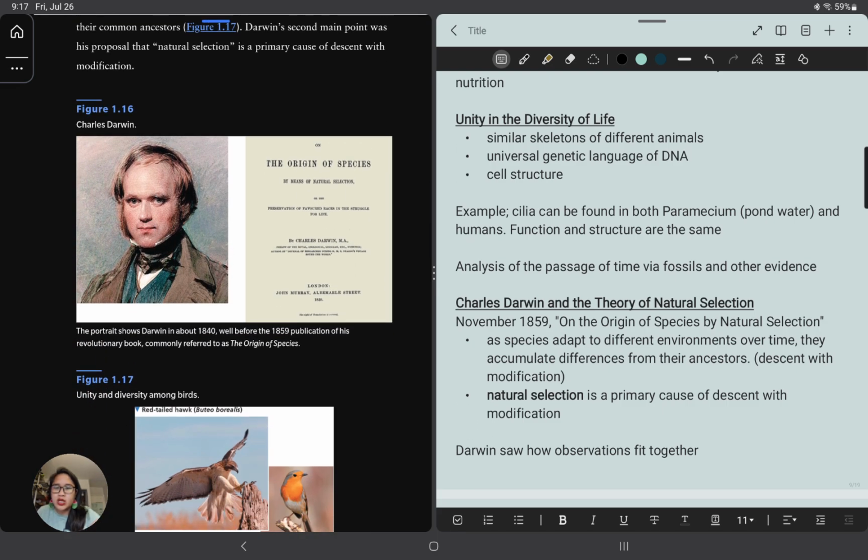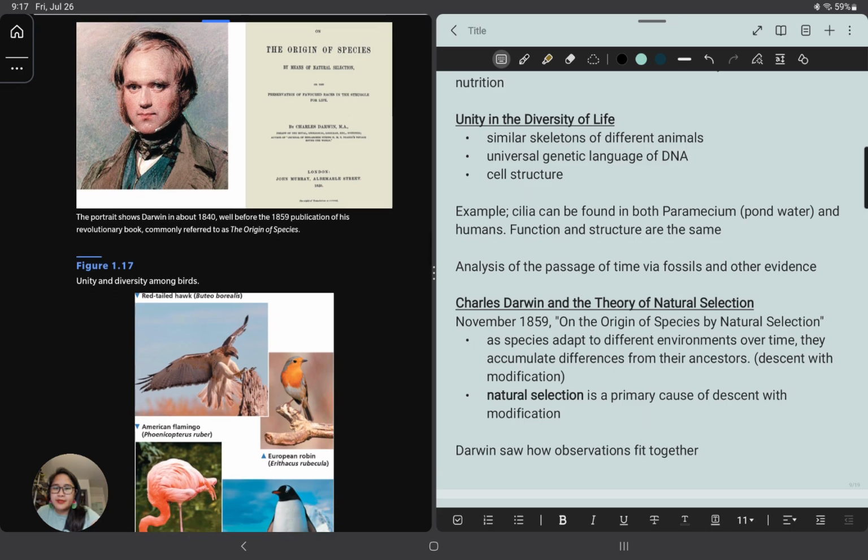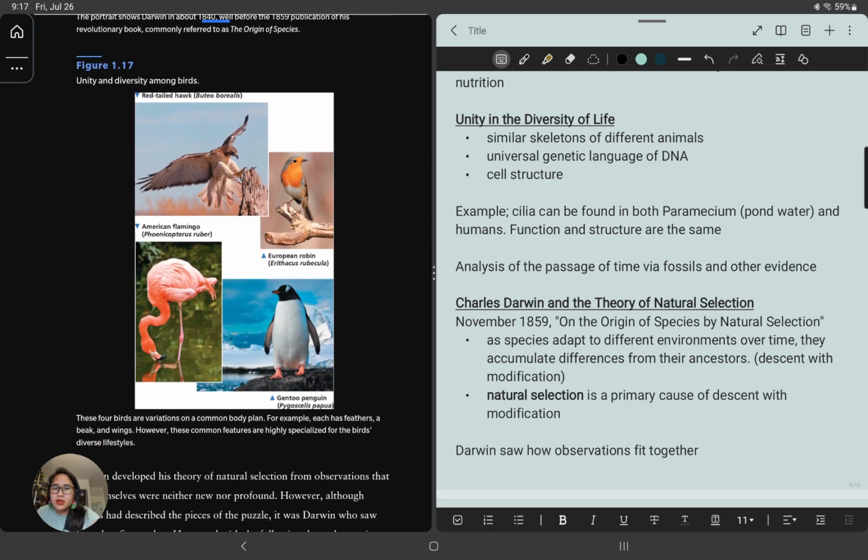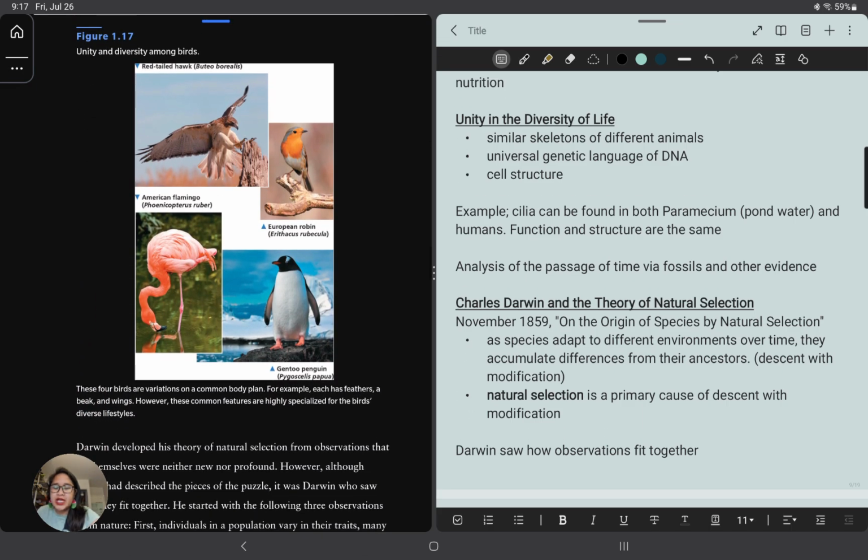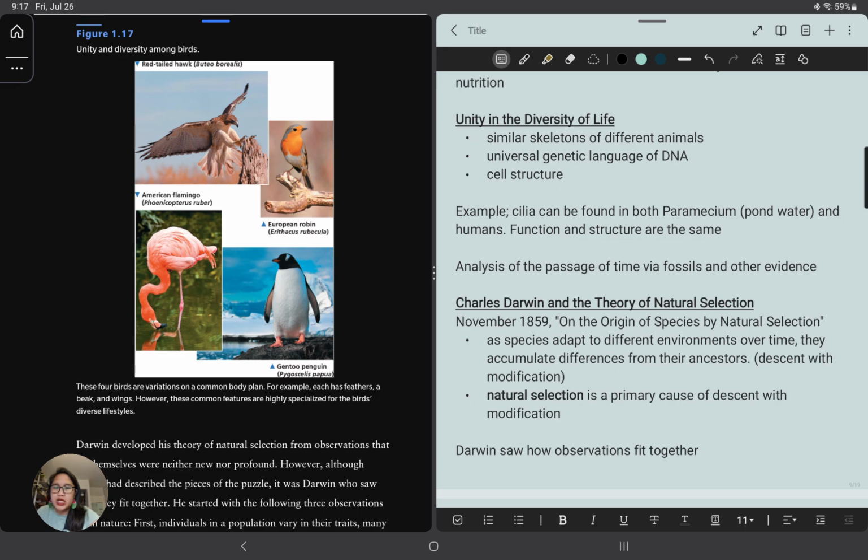So here he is, Charles Darwin, in his book. In birds, unity and diversity within birds. Another way you can think about unity and diversity, in a very simplified form, is like siblings. You came from the same parents, but you're both very different. But in a way you're the same because you're from the same family. So kind of like that.